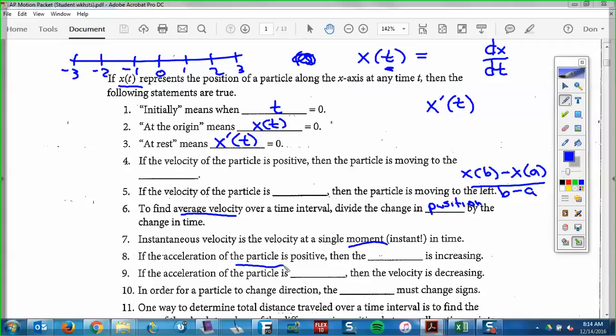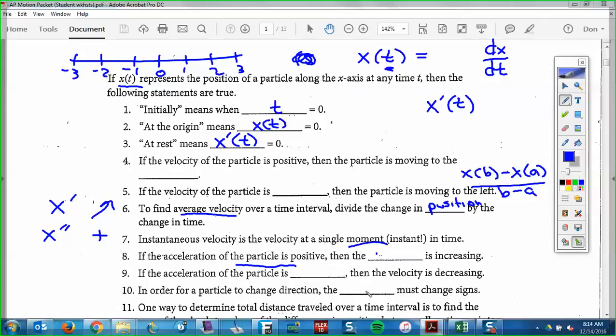If the acceleration of the particle is positive, then what is increasing? What'd you put here? Velocity, right? Because acceleration would be like x double prime. If the acceleration is positive, then the velocity x prime is increasing. That's just from the chart, right? If the acceleration of the particle is negative, the velocity is decreasing.